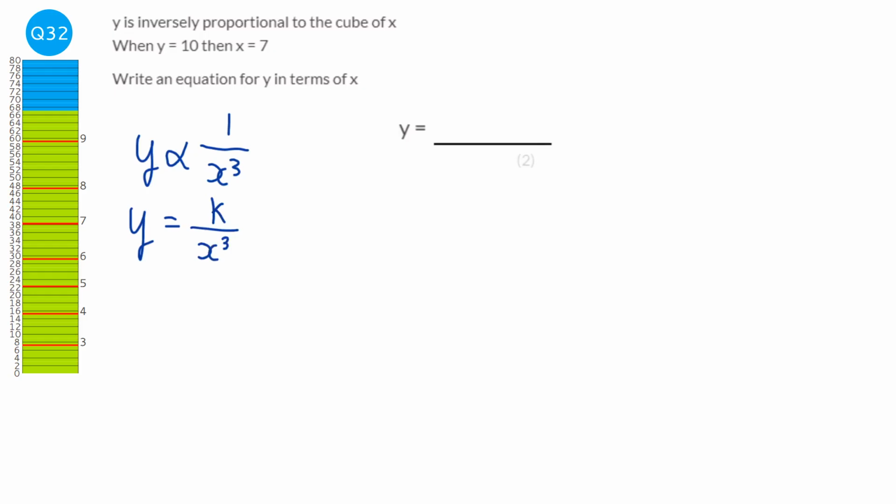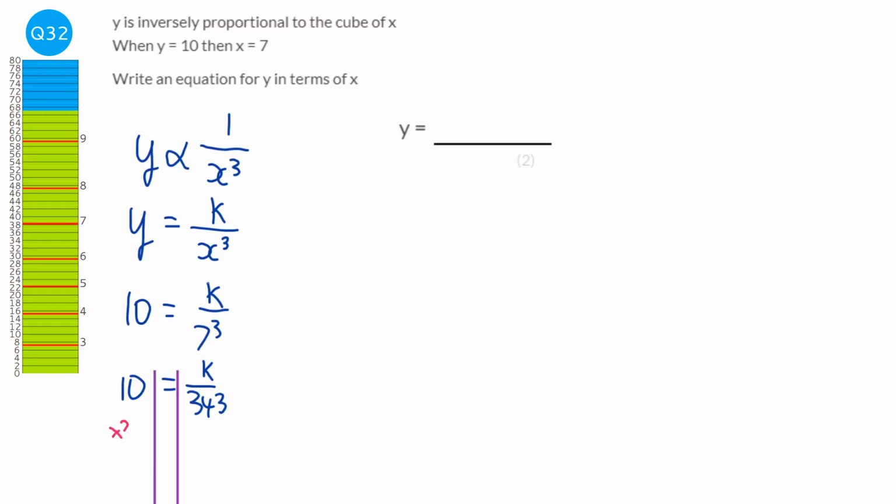Now we need an instance where we know what y is when x is something, and here we do have that. So we've got y is 10 and x is 7. So we're going to feed those numbers into this equation that we've made. So it's going to be 10 equals k over 7 cubed, or 10 equals k over 343. And then we're going to multiply both sides by 343.